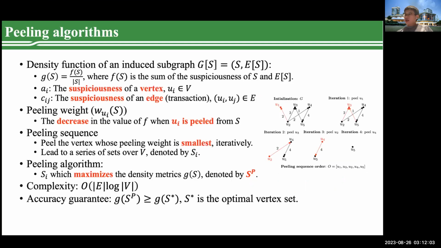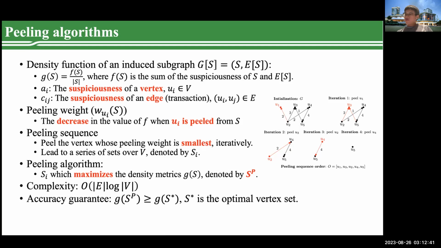Let's move to the technical details. The density function, denoted as g(S), quantifies the relationship within an induced subgraph G[S] composed of vertex set S and edge set E_S. g(S) is defined as the ratio of the sum of suspiciousness of S and E_S to the size of S. a_i represents the suspiciousness of a vertex u_i, while c_ij represents the suspiciousness of an edge. This term demonstrates the decrease in the value of f when vertex u_i is peeled from S.